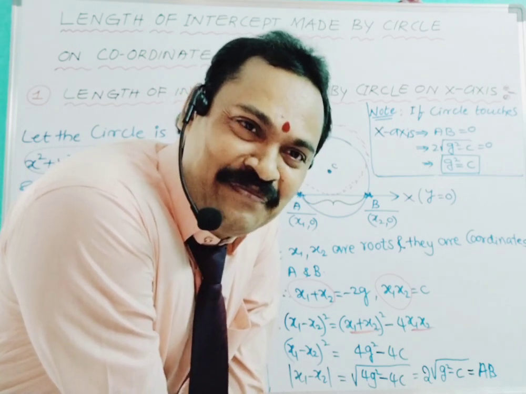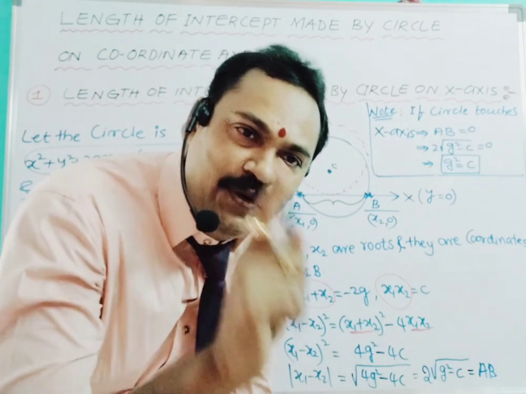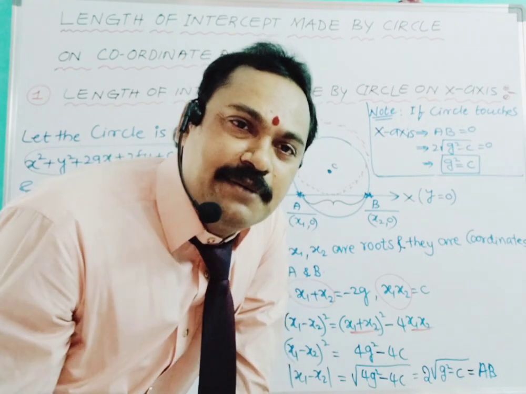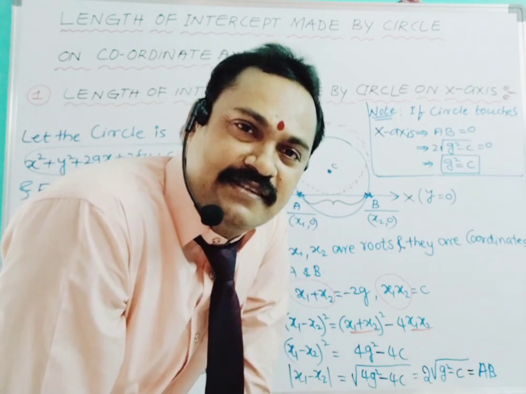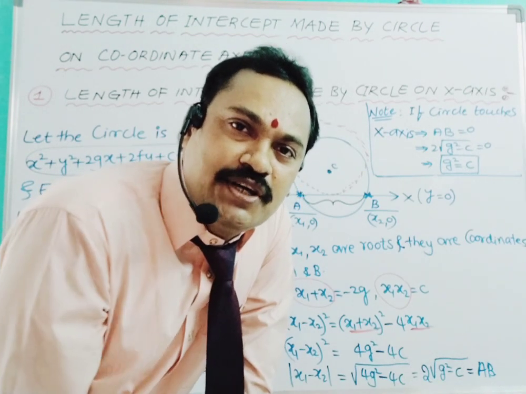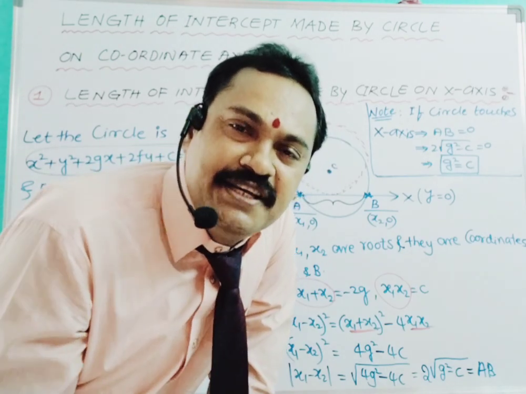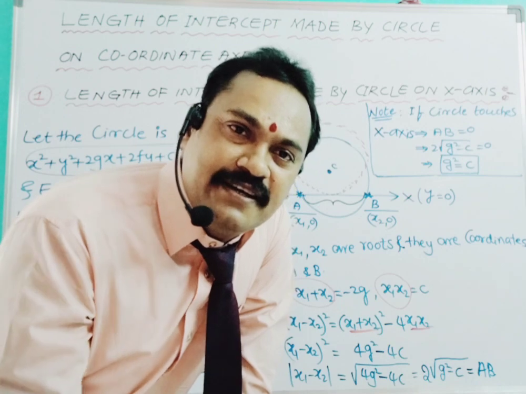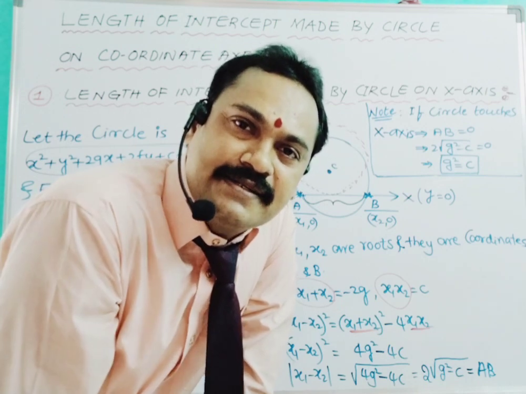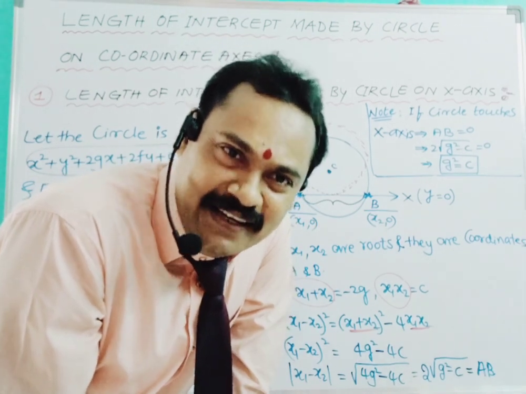Is it clear? I think it will be very clear, right? Here you need to remember, the first important point is: what is the intercept made by the circle on x-axis? It is 2 under root g square minus c. That is the first point. If that circle touches x-axis, then that condition is g square equals c. I think it will be clear, right?